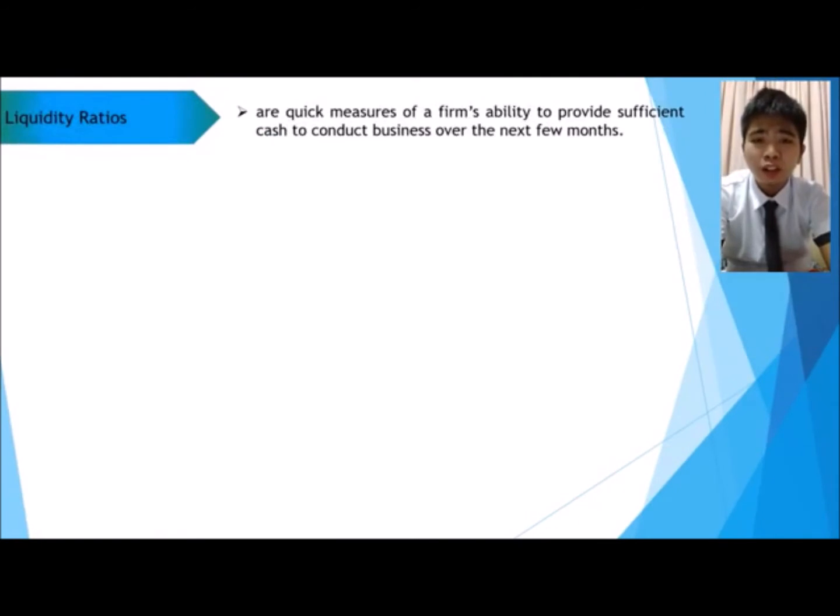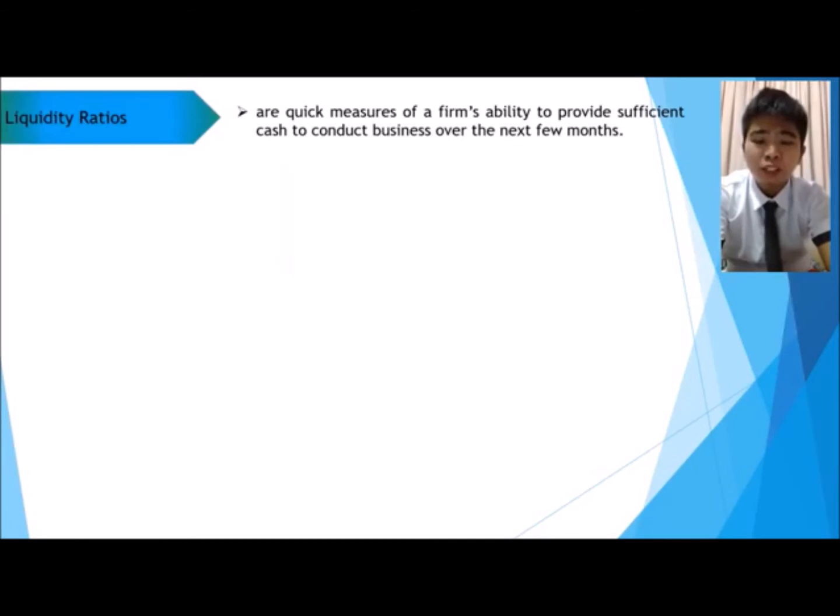Liquidity ratios are quick measures of a firm's ability to provide sufficient cash to conduct business over the next few months. So liquidity ratios are measurements that determine the company's ability to pay its short-term obligations. This ratio also shows how fast the company can convert its current assets into cash so that it can pay its short-term obligations on a regular basis.